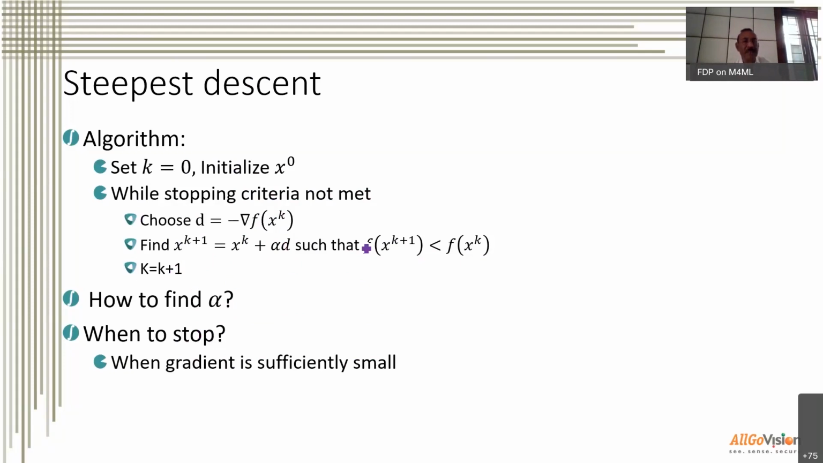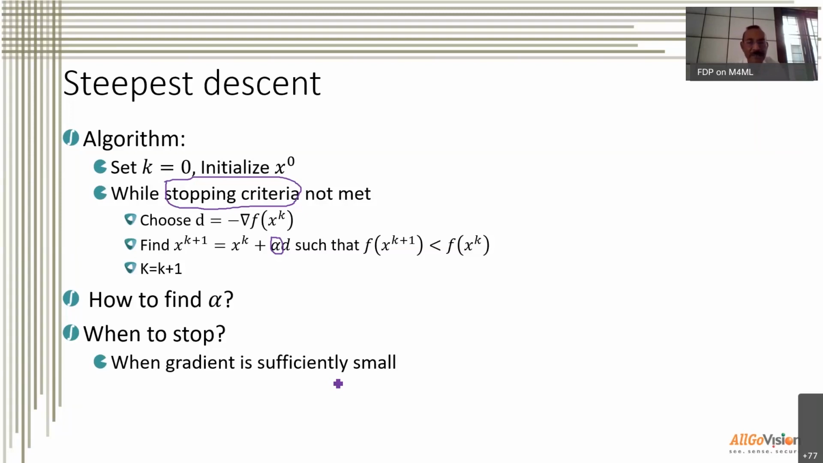Now, however, this simple thing has two things which are yet unanswered. One, where we will spend the greater time, is how to find this alpha. And second, I just wrote very simply while stopping criteria not met. So what is this stopping criteria? These are the only two unknowns. Rest all seems to be fairly simple, right? Okay. So before we get into the step size alpha, let's understand when to stop. That's a relatively simpler question to answer.